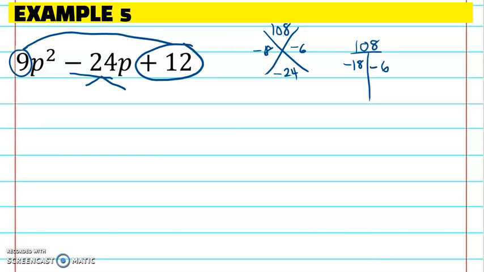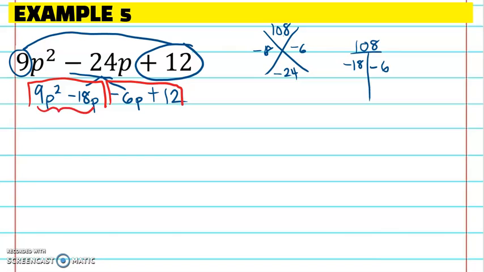So we pull that negative 24p apart into negative 18p and negative 6p. Same thing, it's equivalent. We can mess with it as long as we don't ruin the equivalency. And bring down the other parts so we have the whole expression: 9p squared minus 18p minus 6p plus 12. We have our four terms. We can split it into the two binomials, and then we factor the first one and then factor the second one.